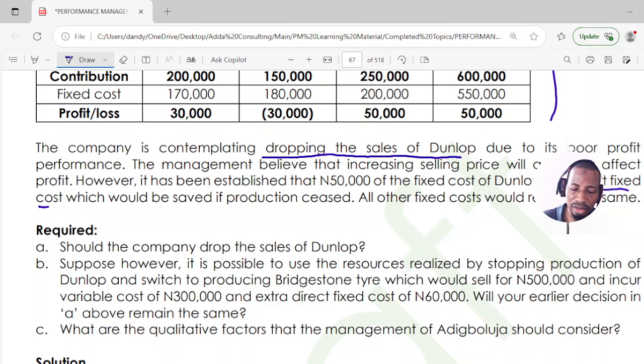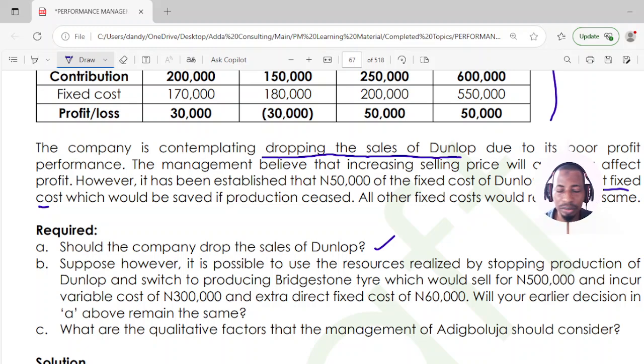Okay, so this is calling my mind. That means that this question relates to deleting of a segment. Then number B, suppose, however, it is possible to use the resources realized by stopping production of Dunlop and switch to producing Bridgestone tire, which will sell for 500,000 naira and incur variable cost of 300,000 naira and extra direct fixed cost of 60,000 naira. Will your yearly decision in A above remain the same? Then number C, what are the qualitative factors that the management of Adigbolija should consider?